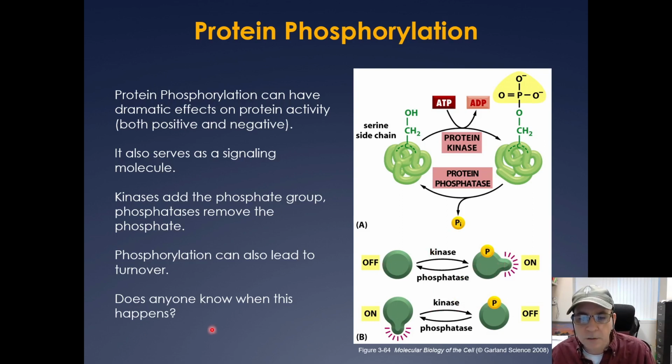I have a question here, does anyone know when this happens? Normally I would be asking you as a group. Hopefully someone in the class would raise their hand and say, I think that happens during the cell cycle, and the answer would be correct. It also happens during transcriptional regulation. It happens in the circadian clock. There are a number of instances where phosphorylation can lead to protein turnover.